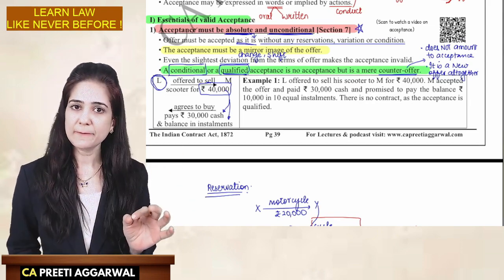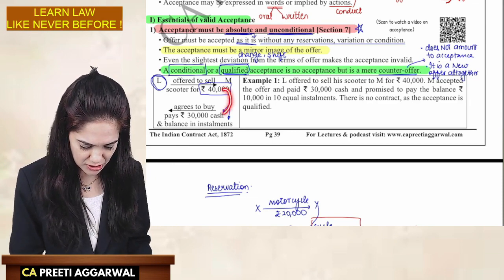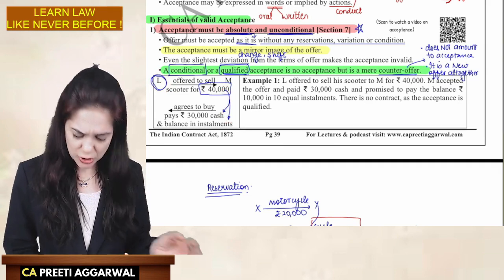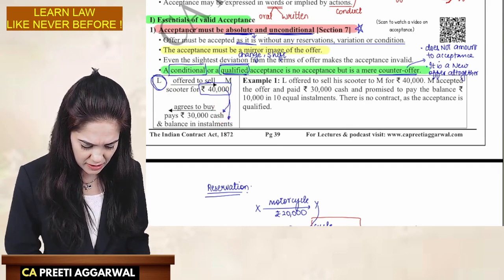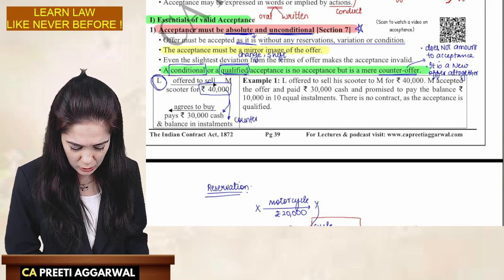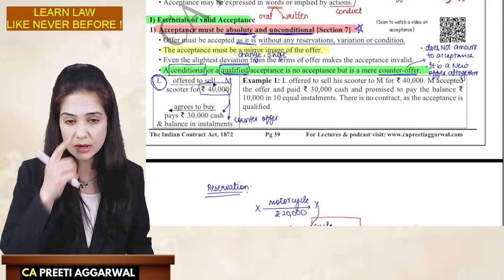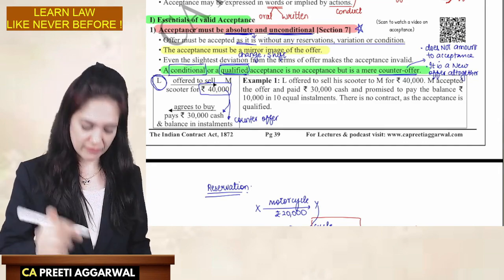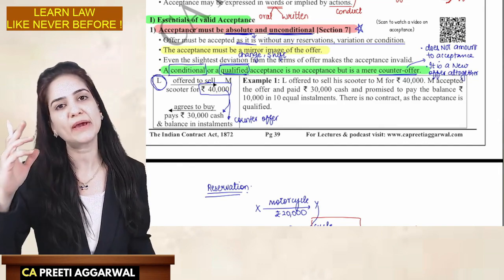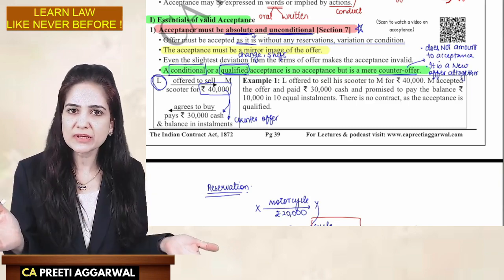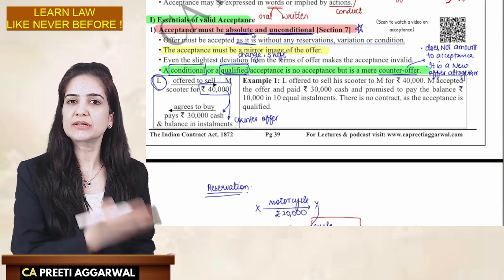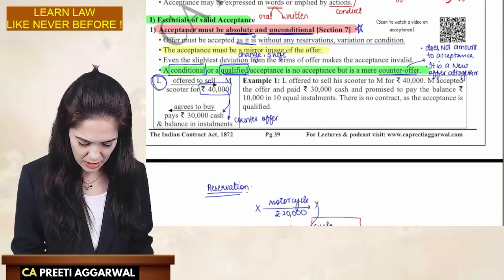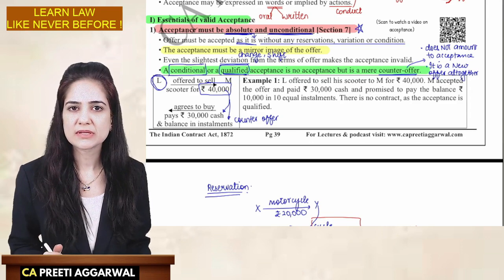So can I say that if you make certain changes, modification on your own, it may not be acceptable to the other party? So this is not acceptance. In fact, this is a counter offer. How can you make changes on your own? The offer was to pay 40,000 cash. You are saying, no, I will pay only 30,000 cash and remaining I will pay in installment. This is not acceptance. You are making changes in the terms of the original offer. This is a counter offer. Counter offer does not amount to acceptance.